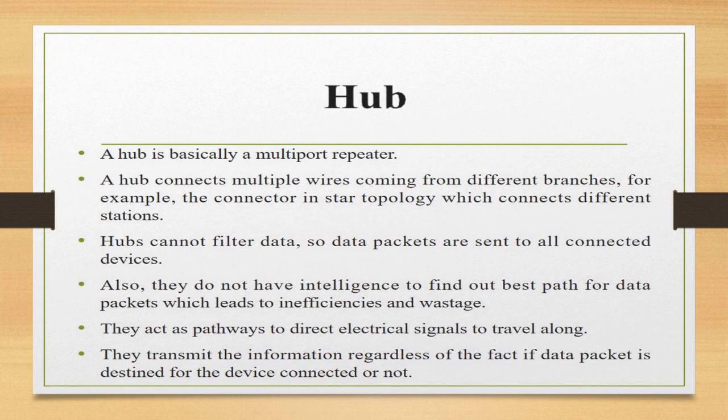Hub. A hub is basically a multi-port repeater. A hub connects multiple wires coming from different branches. Hubs cannot filter data, so data packets are sent to all connected devices. They are not intelligent devices to find out best path for data packets, which leads to inefficiencies and wastage.